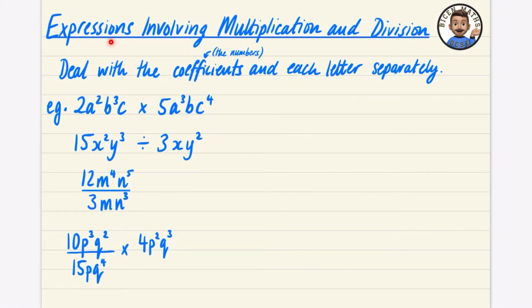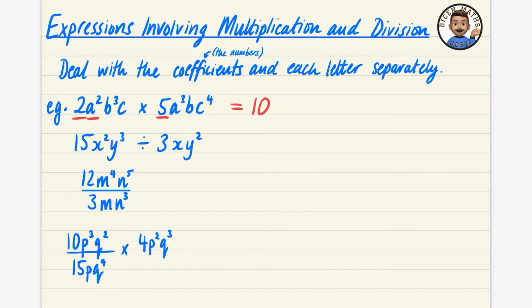Okay, so we're going to look now at expressions involving multiplication and division, still with the index laws. If you're going to multiply two things together or divide them, you deal with the coefficients, which are the numbers, and then each letter separately. So when you do a calculation like this, the first thing I'm going to do is deal with the 2, and it's all going to be multiplied by. So it's going to be a 2 multiplied by a 5, which is a 10.